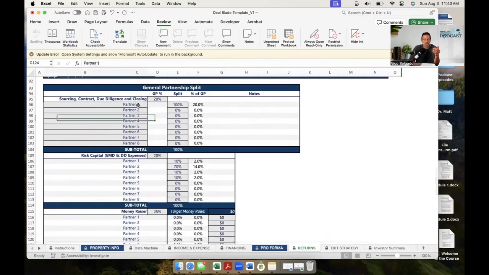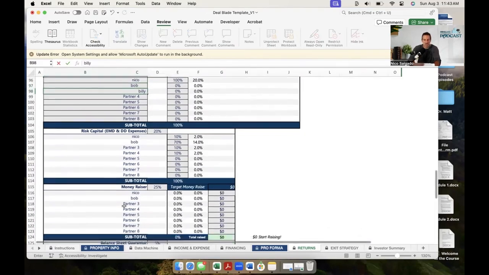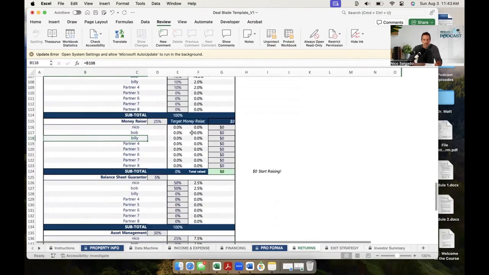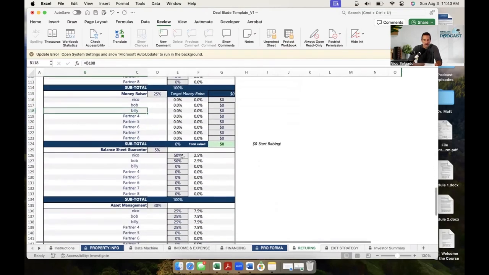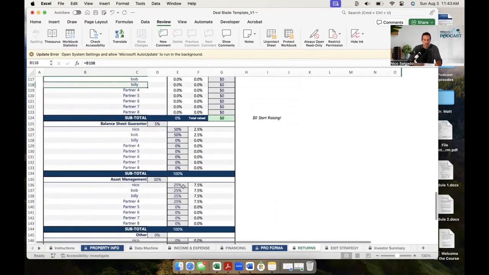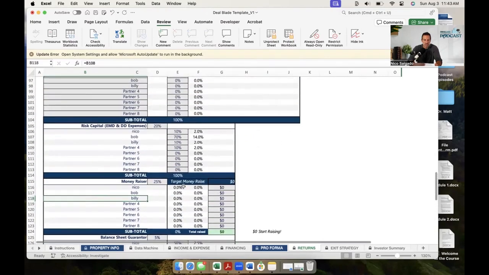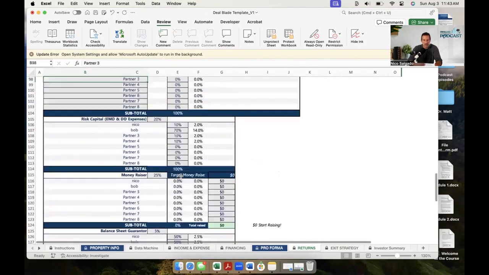Really useful. Again, you could add 8 partners. Just put the people's names here, and it'll auto populate for you. Nico's here. Bob is there. Billy is there. And then look, you see at the bottom, it just auto populates things for you. And then you start adding in what people are doing and how much percentage for each person, etc. So this is all wonderful. I love this. It's done for you, and it is cool.